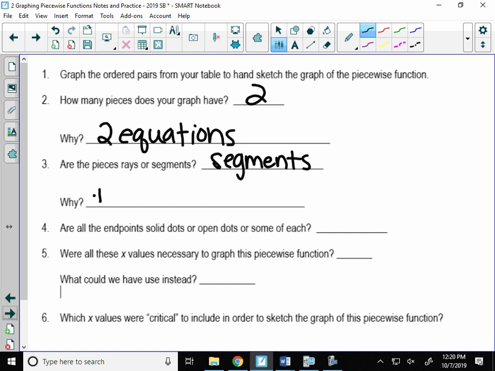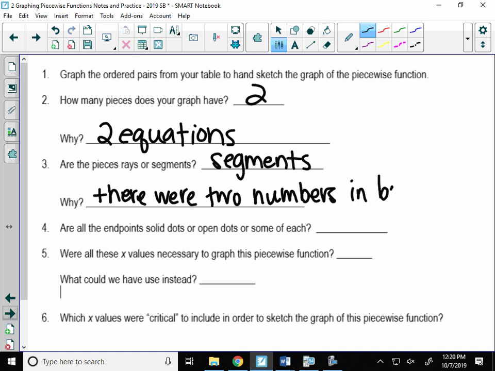So I would say there were two numbers in both domains. Two endpoints for the domain. Now, when we graphed it, were they all solid dots, all open dots, or some of each? Some of each, right? We had some open, some closed. You have to look at the inequality symbol to tell the difference.